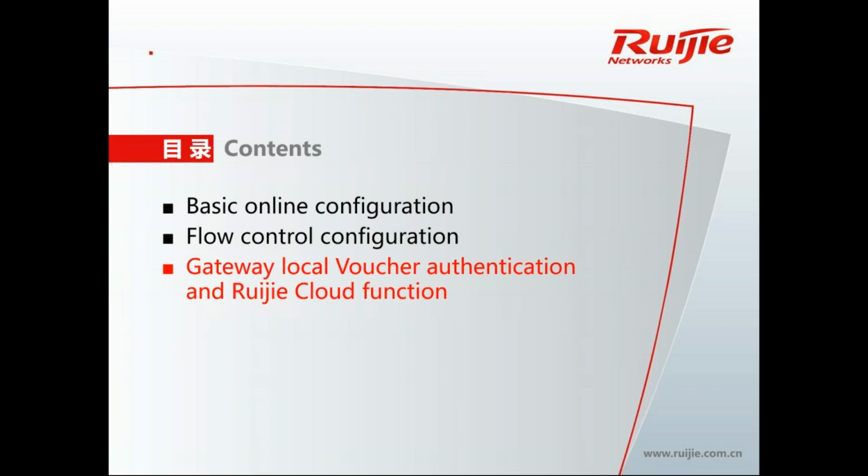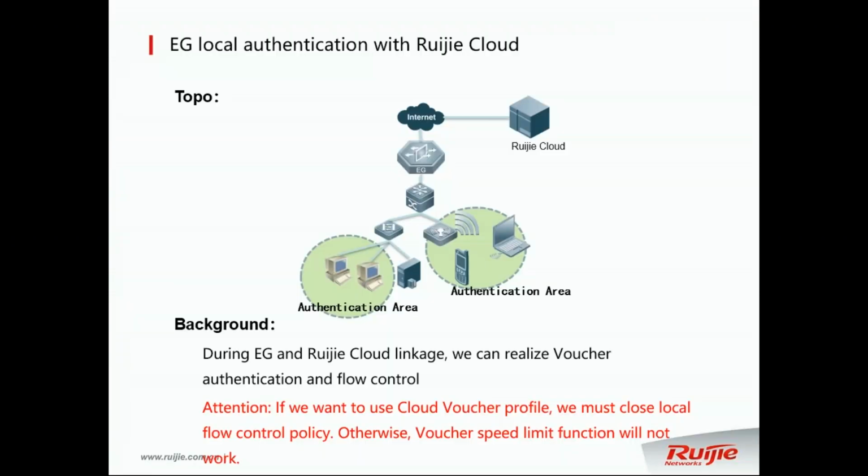But how does our EG work with the Ruijie cloud? We need to enable the cloud integration functions. We need to enable it, then we can use these functions. So let us see this example. In this topology, we have the Ruijie cloud, and EG is the gateway in this topology.